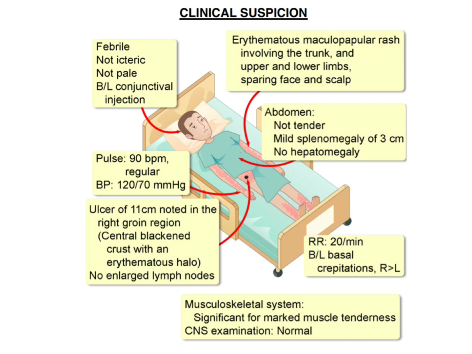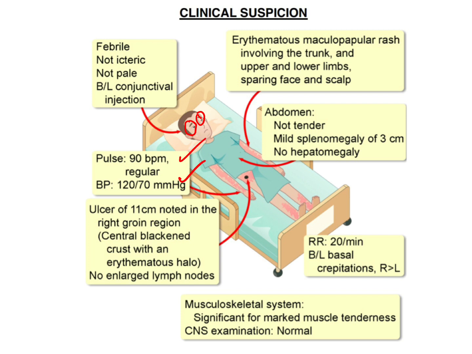When should we suspect a patient with fever as a case of typhus? The patient will be febrile. He may have icterus or may not. The patient is usually not pale. He will have bilateral conjunctival injection, meaning his eyes or conjunctiva will be suffused, meaning they will be red. He will have normal pulse and BP.